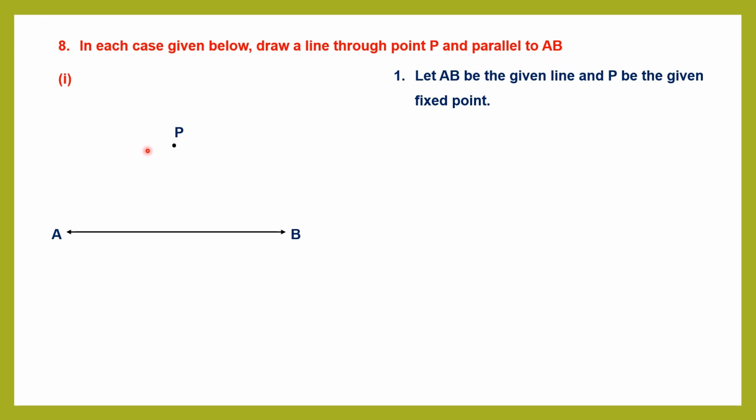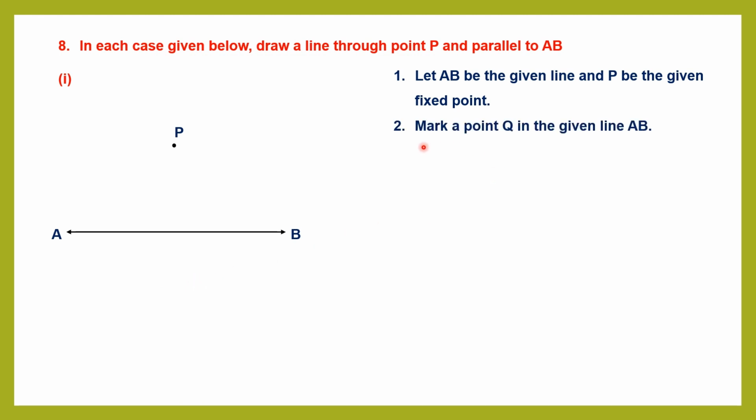Parallel means it should be a straight line like this, so that it's parallel to AB. The distance should be the same. Now follow these steps because these are the steps that we follow for each case. There are 3 questions. All 3 questions we follow the same steps. So once you understand the first one, you can do the same thing for the others.